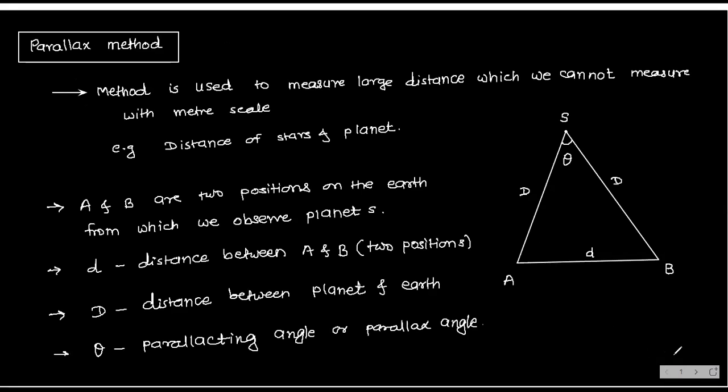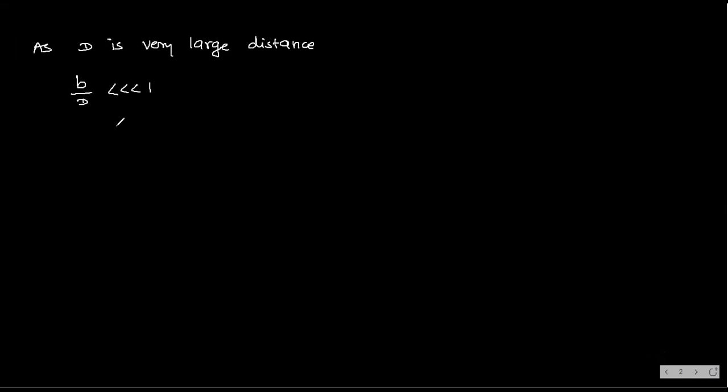As this capital D is very long, or we can say much greater, yes or not? Because the planet is far away. So as D is a very large distance, small d by capital D will come very much less than 1. You can see here, this is very small as compared with this, right? So therefore, d by D is much less than 1.